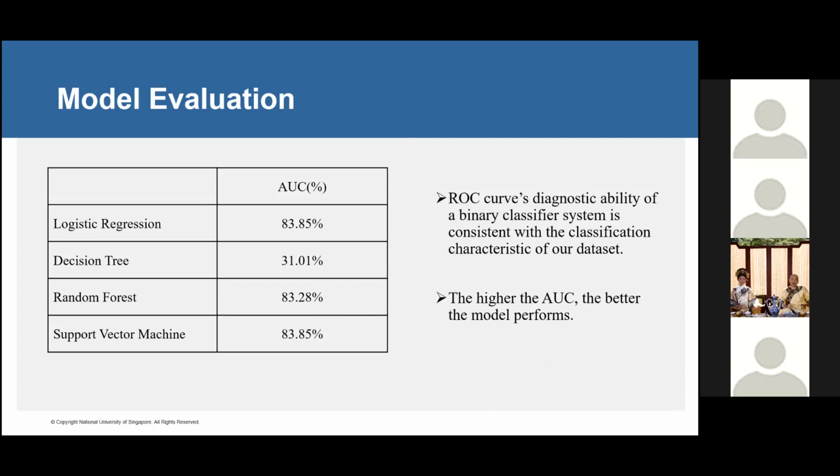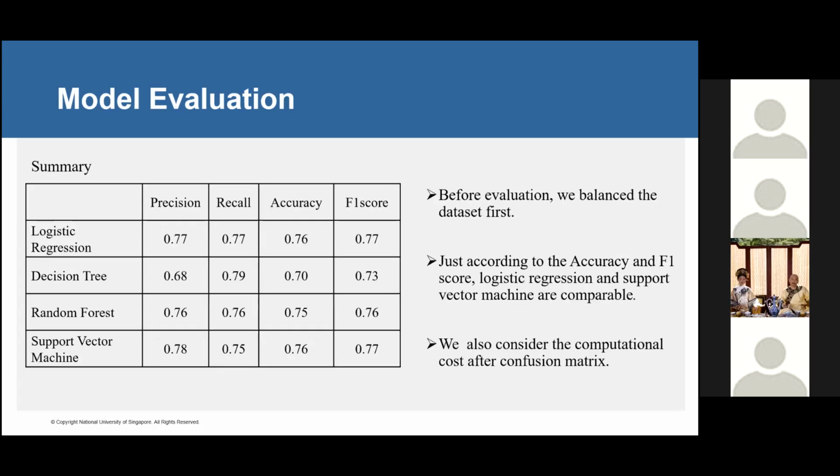We can see from the table on the left, logistic regression and support vector machine are the best candidate models because of their largest AUC, and the decision tree performs worse because it has an AUC of only approximately 31%. In general, random forest is still comparable with logistic regression and support vector machine. And next slide, please. We also use the confusion matrix as our second evaluation method.